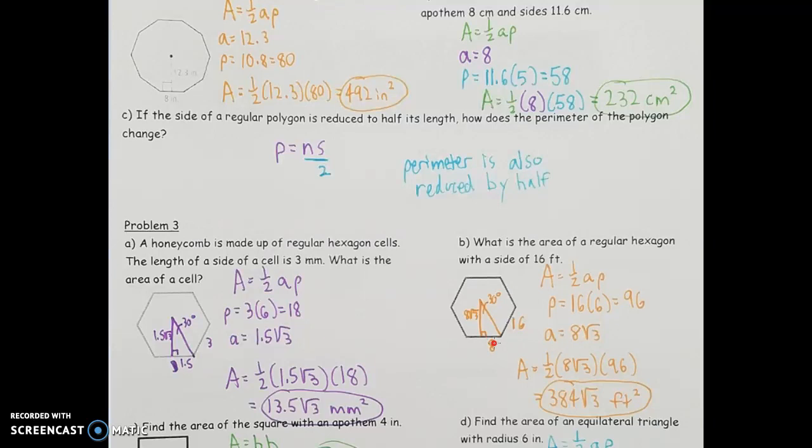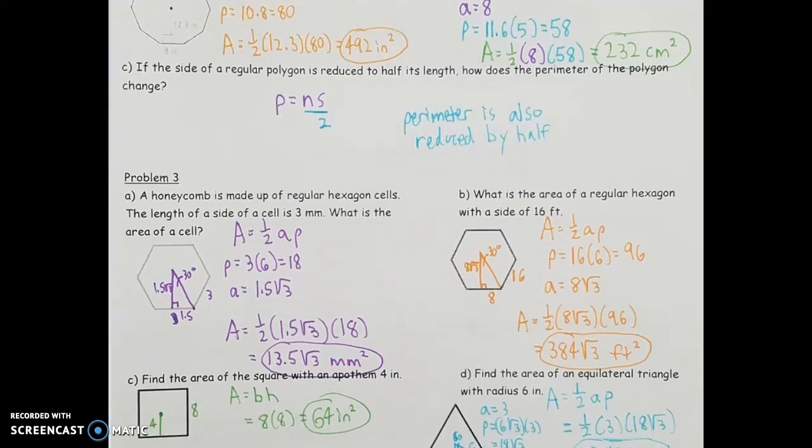And now if I know the short leg is 8, just like with before, I got to multiply times rad 3 if I want the longer leg, which is your apothem. And if I know that's my apothem, 8 rad 3, again, now I'm just substituting. 1/2 apothem times perimeter, that one should give me 384 rad 3.